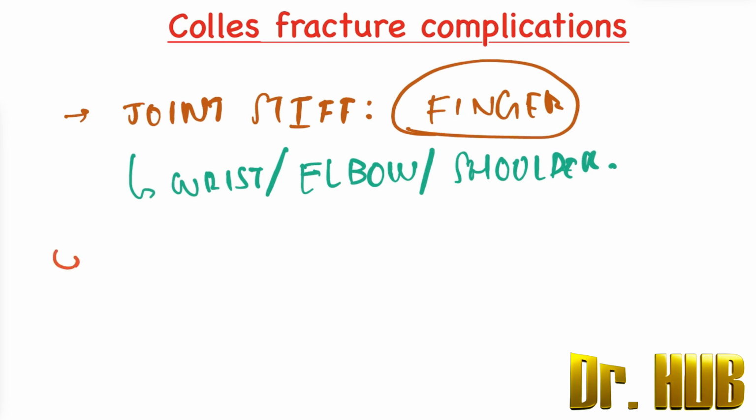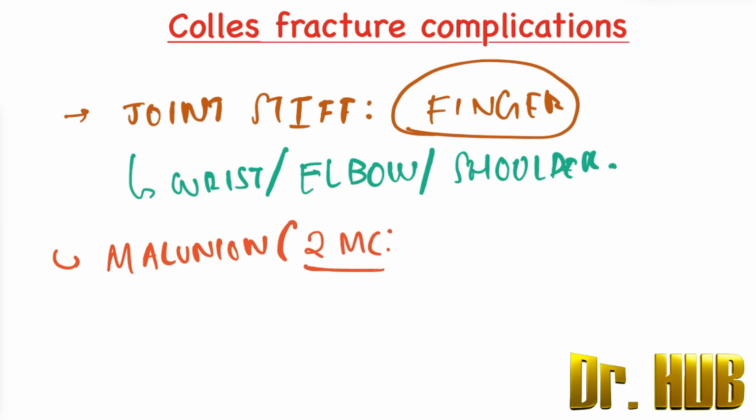Next is the presence of the malunion. Malunion is the second most common complication, and it leads to something known as a dinner fork deformity.